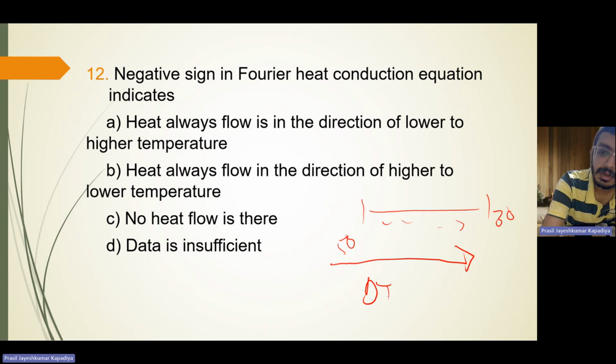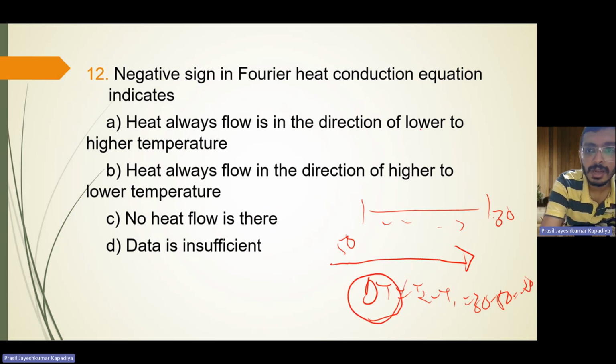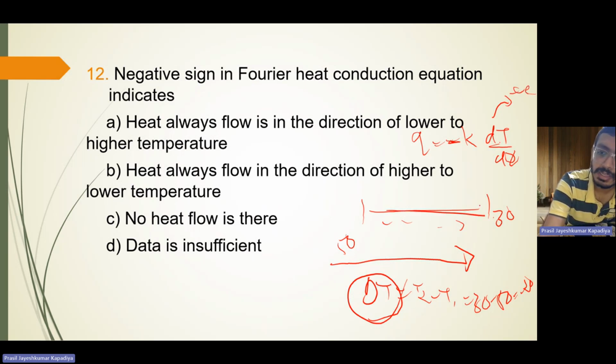And we are writing delta T in terms of T2 minus T1, that is 30 minus 50. So here it is coming out to be negative, or delta T will always be negative. That's why we write Q is equal to minus K dT/dx. Why minus? Because this delta T is already negative. dT is reducing with increase in x. So that's why we are putting a negative sign.